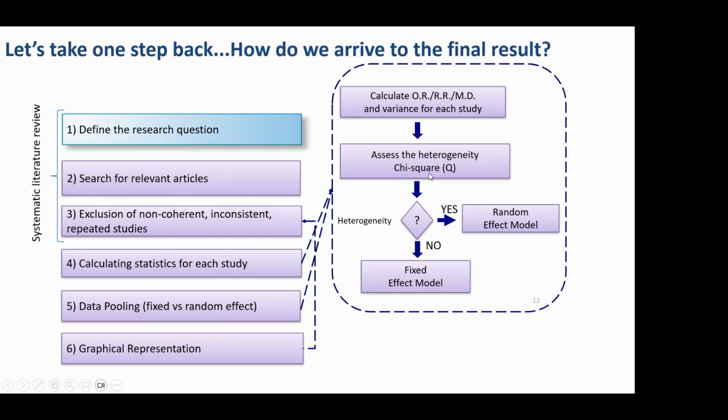And how do you do that? You do that assessing heterogeneity. You use this chi-square kind of test, and it gives you a couple of statistics that then you can interpret and decide whether to apply random or fixed effect.